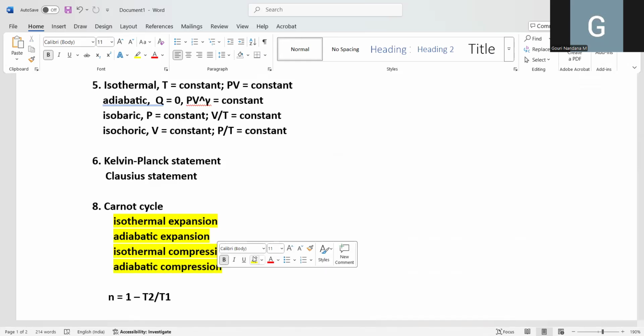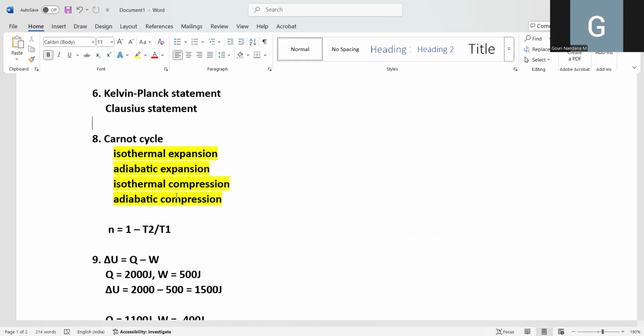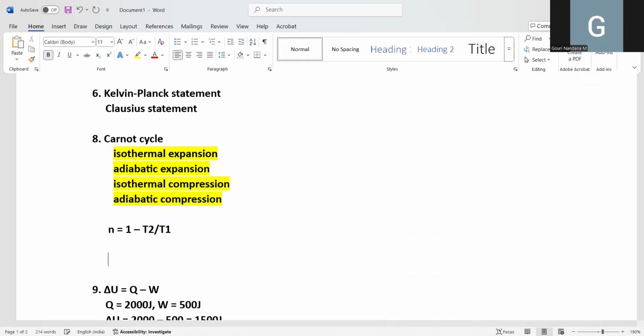So isothermal expansion is heat is absorbed from the source. Then the gas will expand without any heat exchange, which is known as adiabatic expansion. Then heat is rejected to the sink, that is isothermal compression. And the gas is compressed without heat exchange, that is adiabatic compression. And the efficiency formula is η = 1 − T2/T1. Here T2 is the sink temperature and T1 is the source temperature.